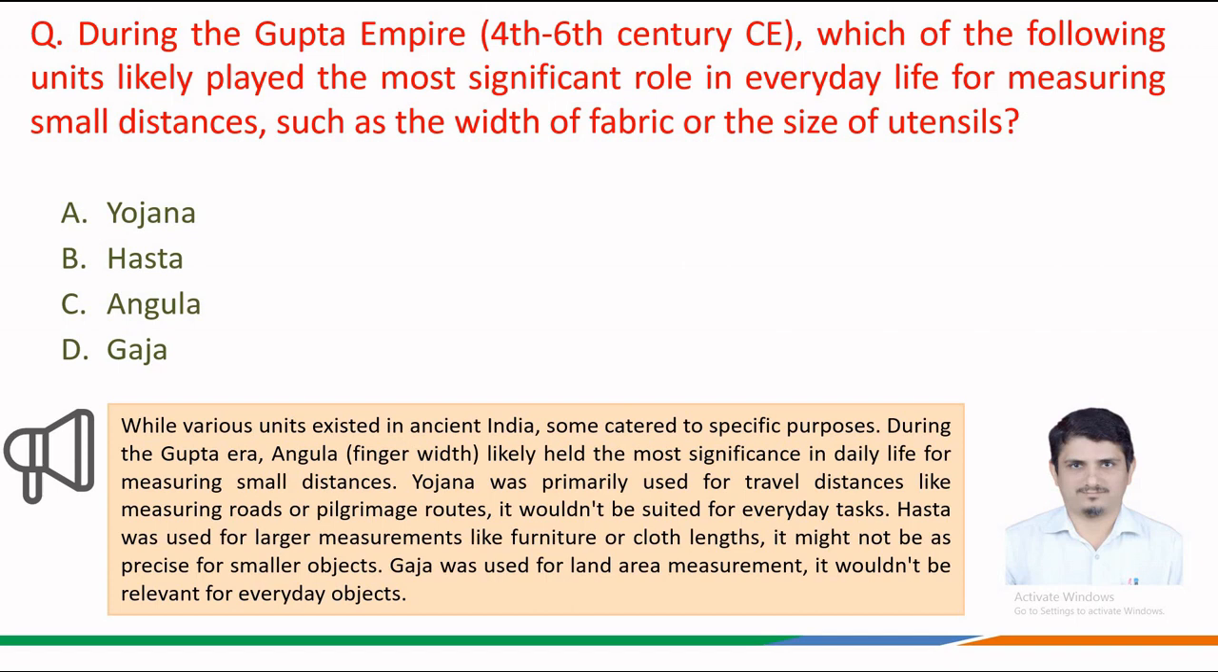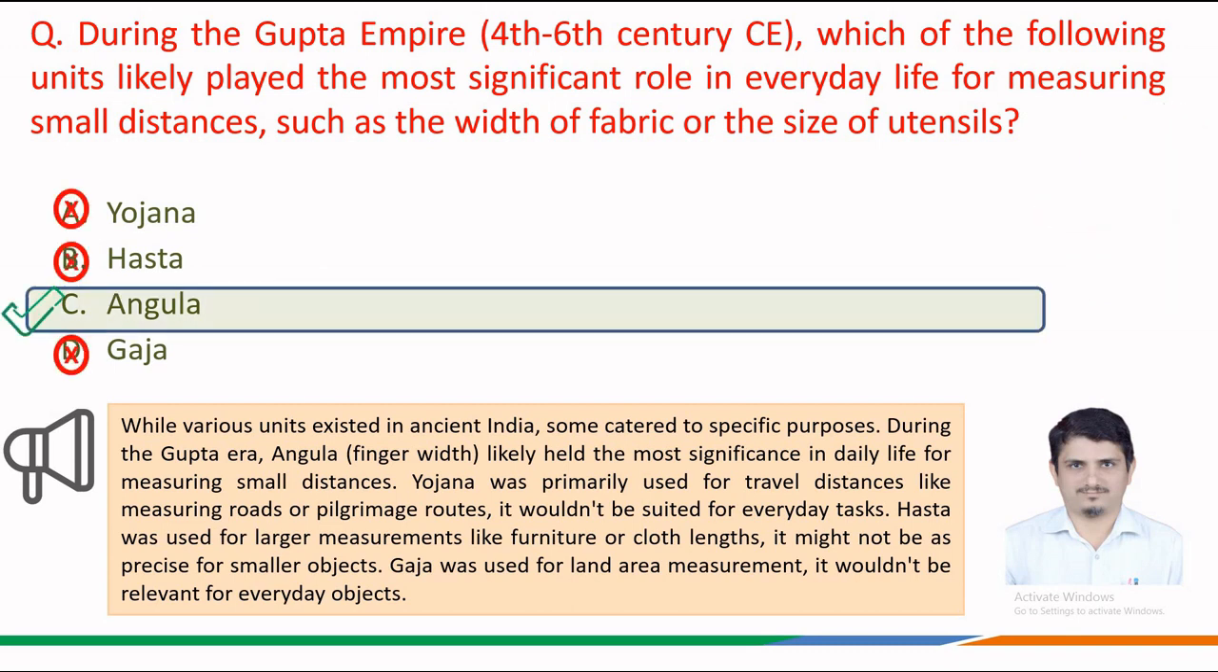Hasta was used for larger measurements like furniture or cloth lengths. It might not be as precise for smaller objects. Gaja was used for land area measurement. It wouldn't be relevant for everyday objects. Therefore, during the Gupta Empire, the measurements such as width of fabric or size of utensils were measured by angula, the option C.